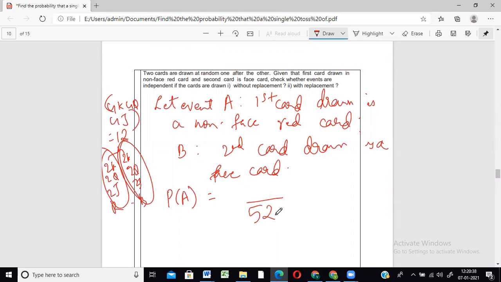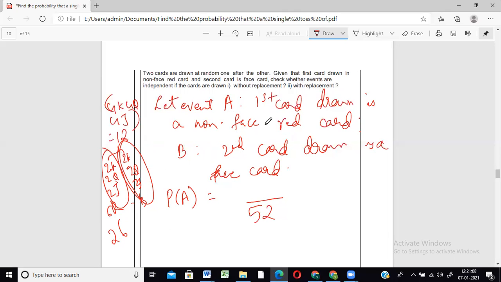Total number of elements in the sample space, that will be 20, or the remaining ones. Remaining non-face red cards. First of all, it has to be a red card. So there are 26 red cards, but it should not be a face card. As I said, 2 kings, 2 queens, 2 jacks are red in color, and 2 kings, 2 queens, 2 jacks are black. Total 6 red face cards and total 6 black face cards.